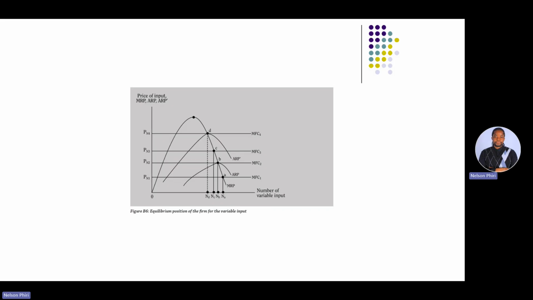Then at PN4, that is called the shutdown point. This is where the firm is not covering any of its fixed overheads. So at a price of PN4, this firm will consider shutting down, because it is as good as not operating since they're not covering any of their fixed overheads. That curve represents the individual short-run demand curve of your variable input. That's what this diagram represents.